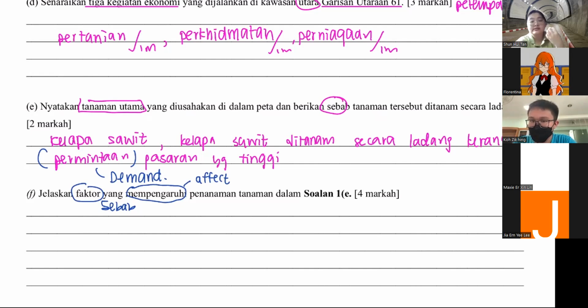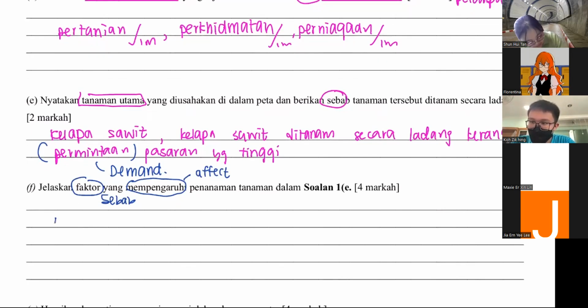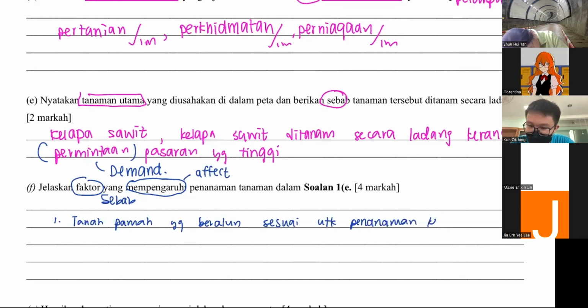You tell me that we can do this because the area is suitable. Now, but be aware, if this is getah or kelapa sawit, normally we will use the word tanah rata. Okay, so 4 marks, right? So your first sentence you can say, because this tanah rata yang beralun, sesuai untuk penanaman kelapa sawit.